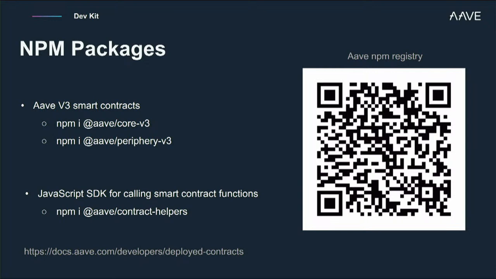There is also this QR code that links to the registry of NPM packages. There is a lot of interesting packages there. Just take a look. There is one for the AAVE token, also another one for the cross-chain governance adapters. And yeah, there is also a very helpful and powerful package, which is a JavaScript SDK. So it contains a lot of contract helpers that allows you to interact with the protocol without the need of loading the contract API and all that work.